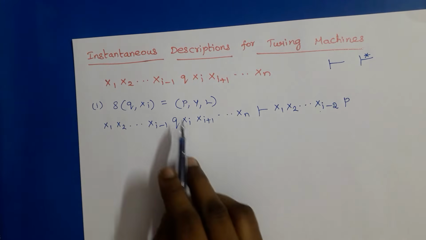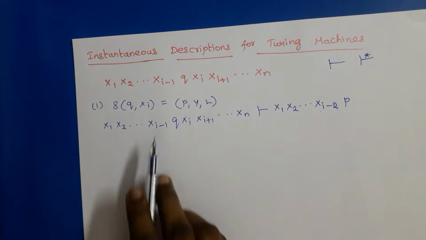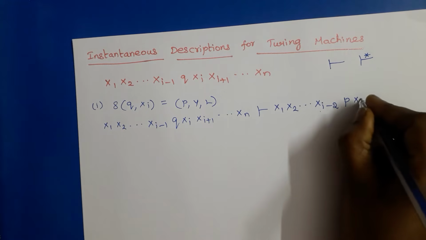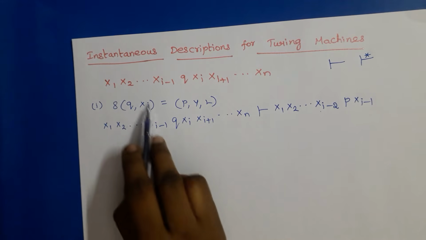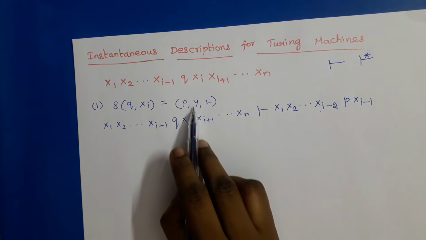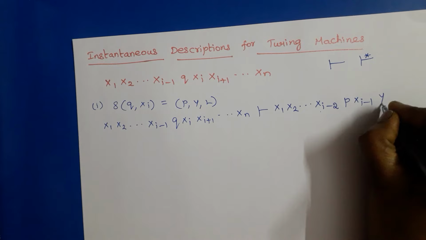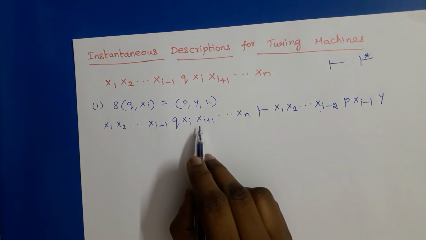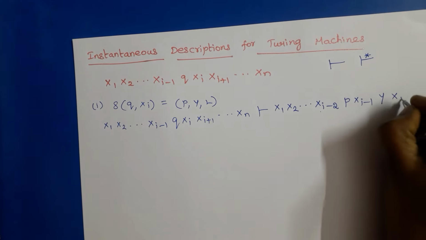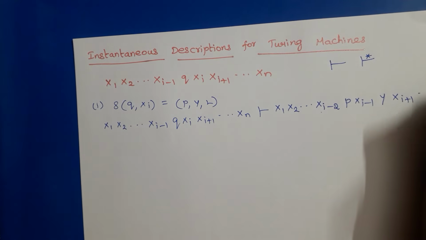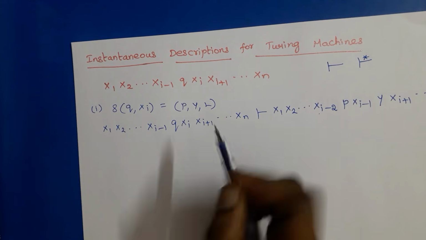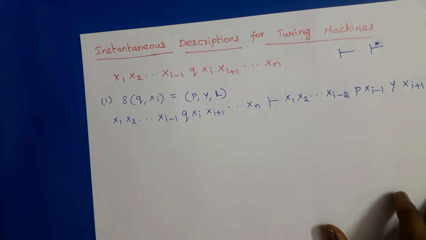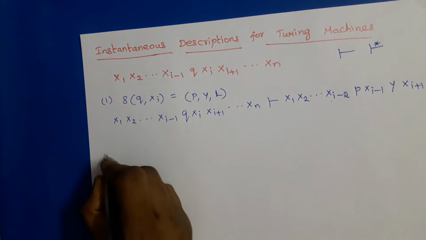Instead of q we need to write p, then xi minus 1, and then we have to write xi, but instead of xi we have to write y. So y, then the remaining symbols xi plus 1, xi plus 2, dot dot dot up to xn. This is the instantaneous description for the left move. Then we need to know about right move.